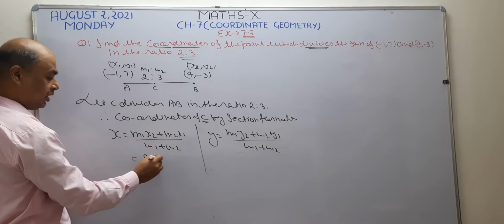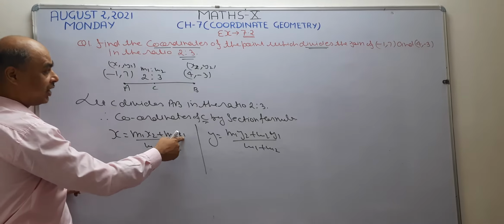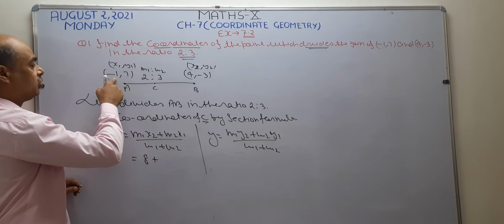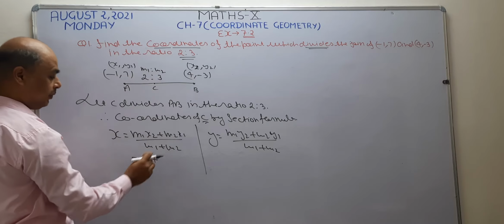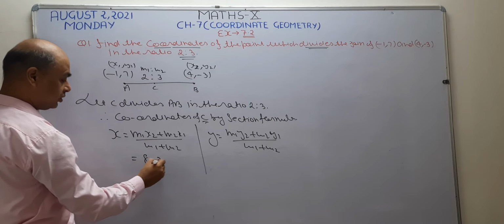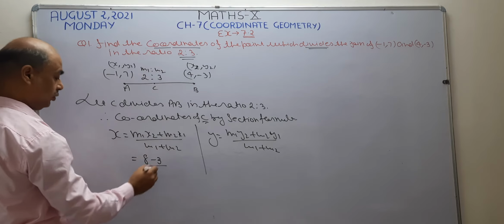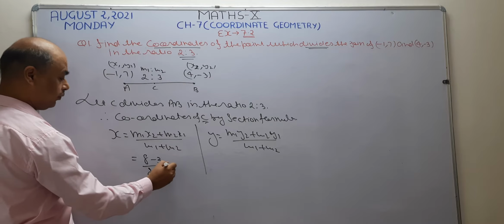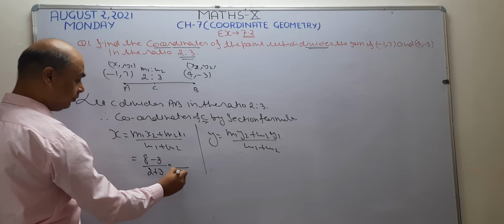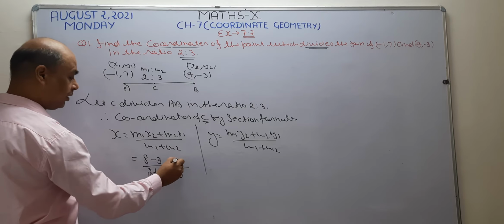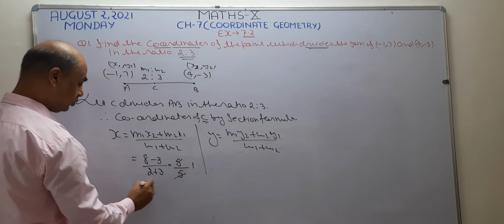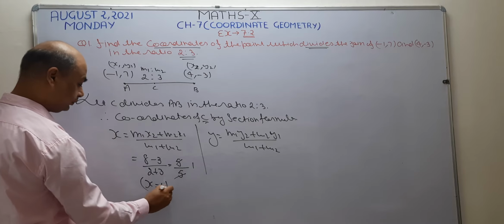After that, the plus sign is there, right? Plus M2 X1. Now this is your M2 and this is your X1. 3 into minus 1 becomes minus 3. So write here minus 3 upon M1 plus M2. This is your M1, this is your M2. So M1 plus M2 becomes 5. 8 minus 3 is also 5. 5 is cancelled with 5. So the value of X becomes 1.